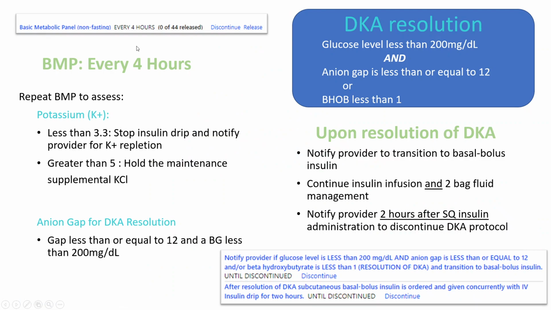Every 4 hours, we are going to have to release a BMP order in order to assess the potassium and the anion gap. Once we see a glucose level less than 200 and the anion gap less than or equal to 12, or the beta-hydroxybutyric acid less than 1, we are going to notify our provider, who will begin to transition to subcutaneous basal dose insulin, and 2 hours after the initiation of that long-acting insulin, we are going to notify the provider again, and the DKA order set can be discontinued. These orders here are going to show up in the nursing communication / information orders section of your active orders.